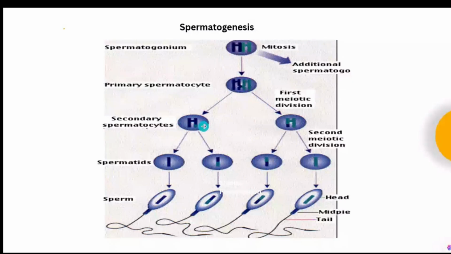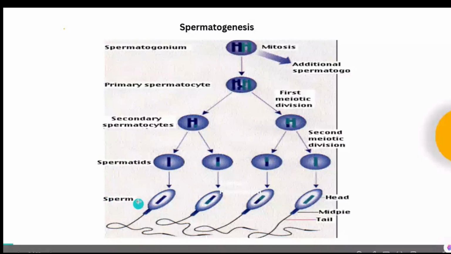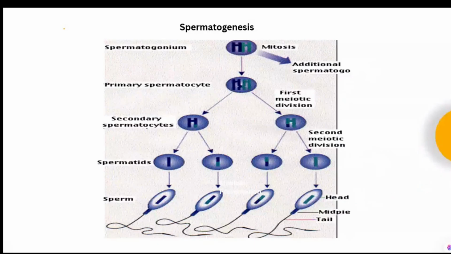From the secondary spermatocyte there will be a further second meiotic division. This is similar to mitosis, where there is no reduction in the number of chromosomes. It will also be haploid in nature and it will form the spermatids. These spermatids will then get converted into the mature sperm, which has the head, the midpiece and the tail. We'll see this further in the next slide.